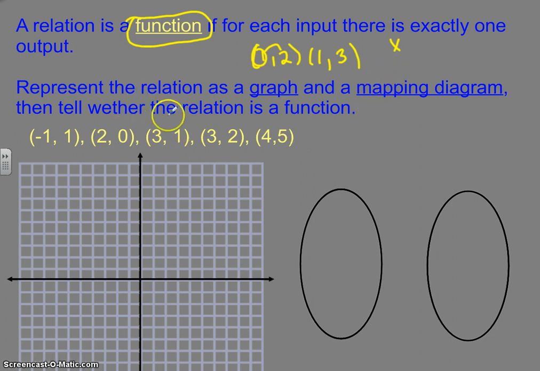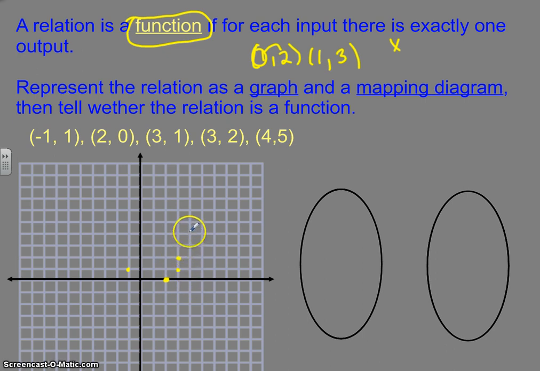So let's read this. Represent the relation as a graph and in a mapping diagram, then tell whether the relation is a function. So to represent it as a graph, we're just going to graph the points. So I've got (-1, 1). That means I'm somewhere right in there. Then (2, 0): 1, 2, zero, right here. (3, 1): 1, 2, 3, 1. (3, 2) is right here. And then (4, 5).